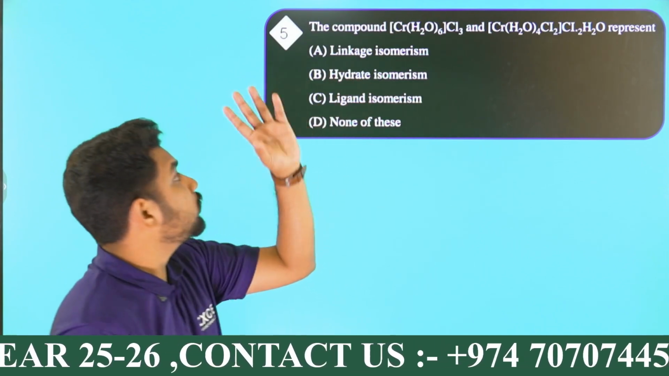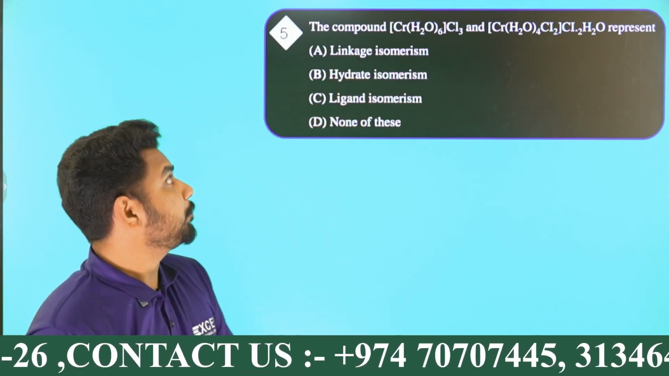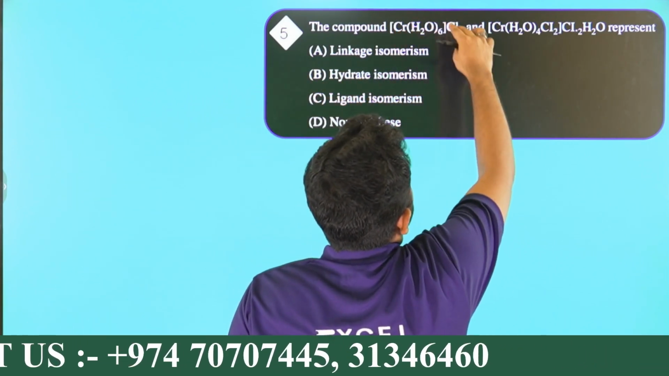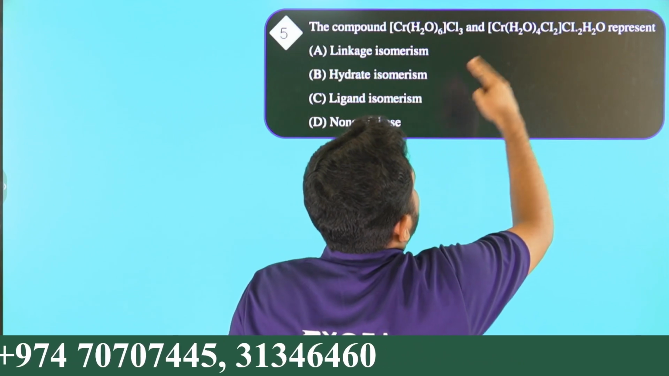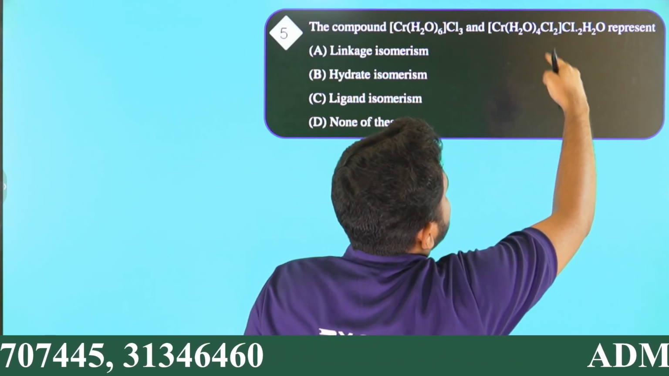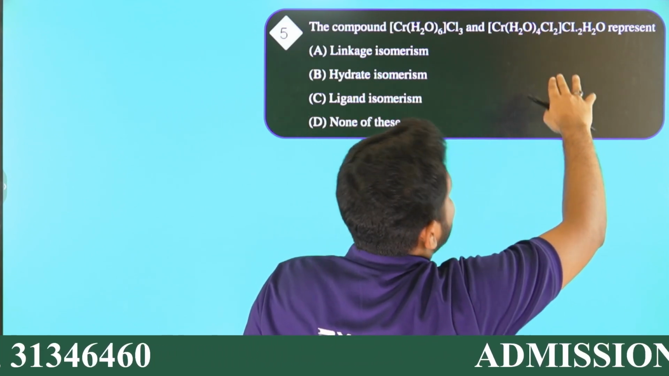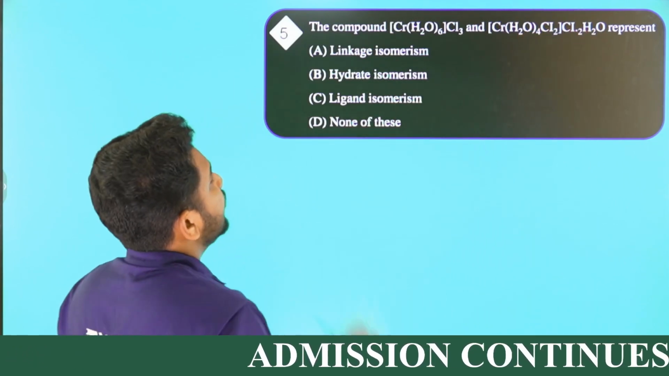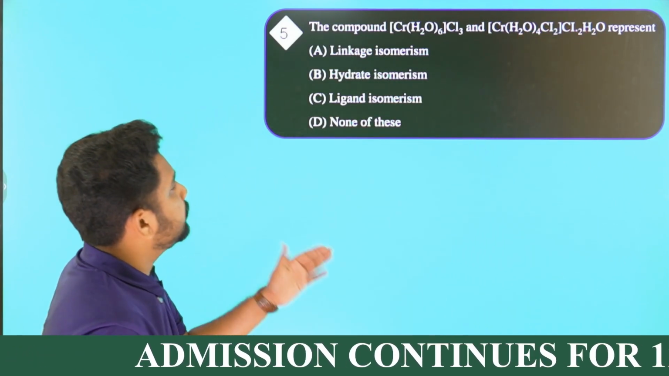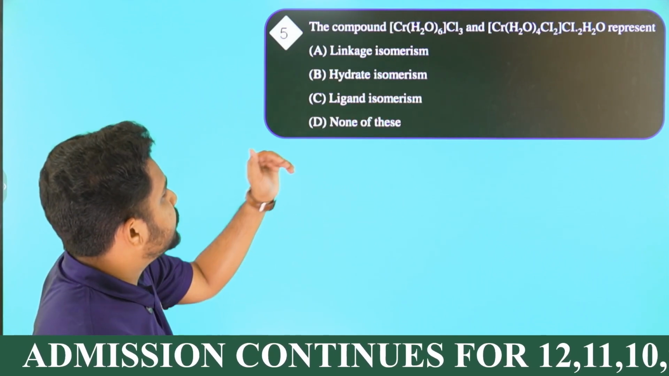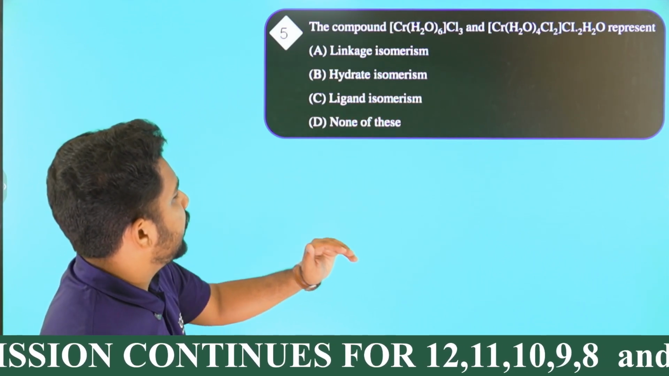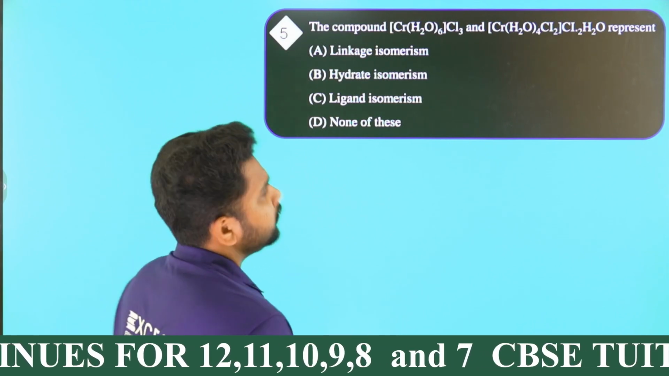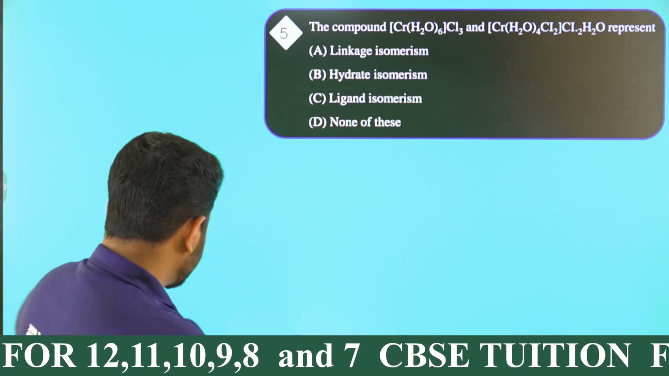So this fifth question is from the isomerism topic. What is the question? The compounds [Cr(H2O)6]Cl3 and [Cr(H2O)4Cl2]Cl·2H2O represent which isomerism? Option A, linkage isomerism. Option B, hydrate isomerism. Option C, ligand isomerism. And option D, none of these. What do you think? What will be the correct one?